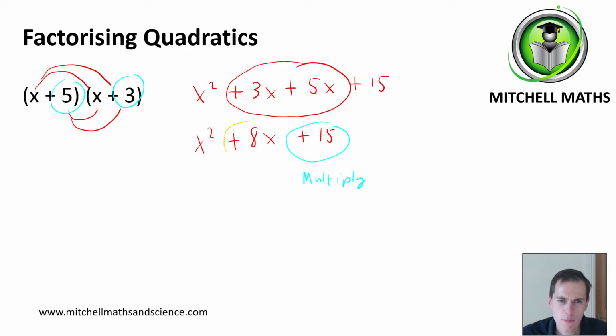If we look at the middle term, plus 8x, 5 and 3 add together to make 8, and that's because when we do x times 3, it gives us 3x, and when we do 5 times x, it gives us 5x. Then when we simplify, we add those two things together. Therefore, these two numbers must add to make the number in the middle. And when we're factorising, that's really going to help us work out what needs to go in the brackets.